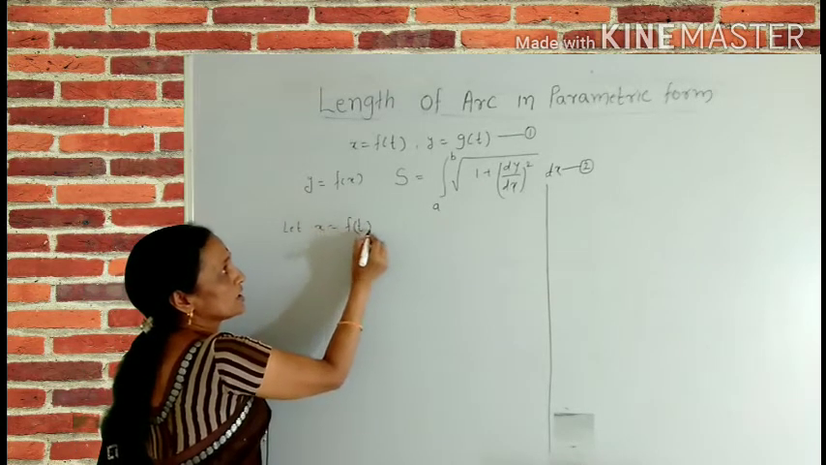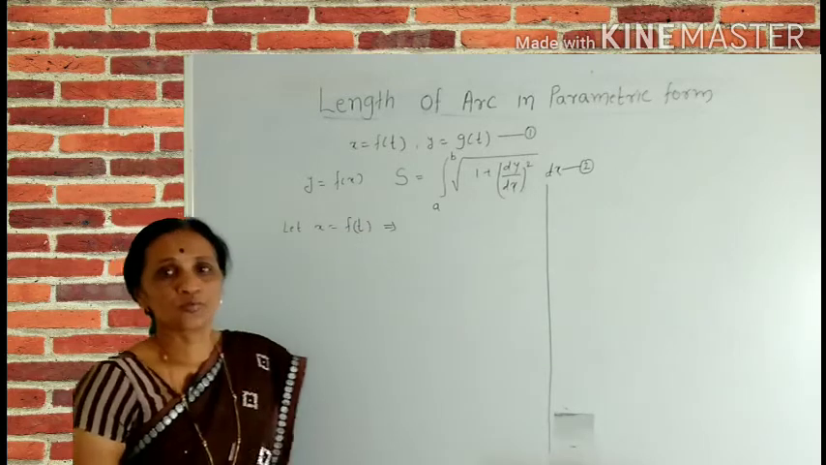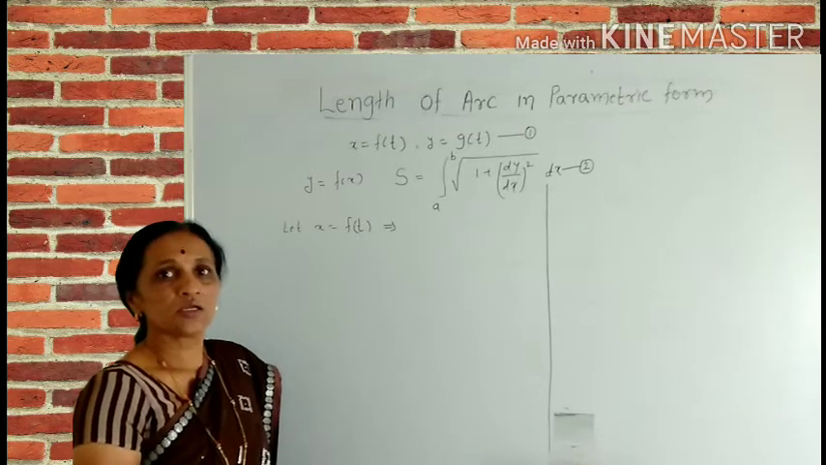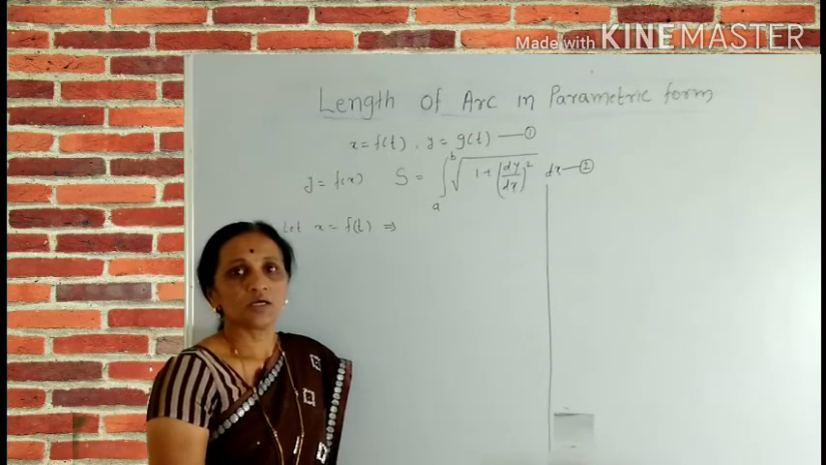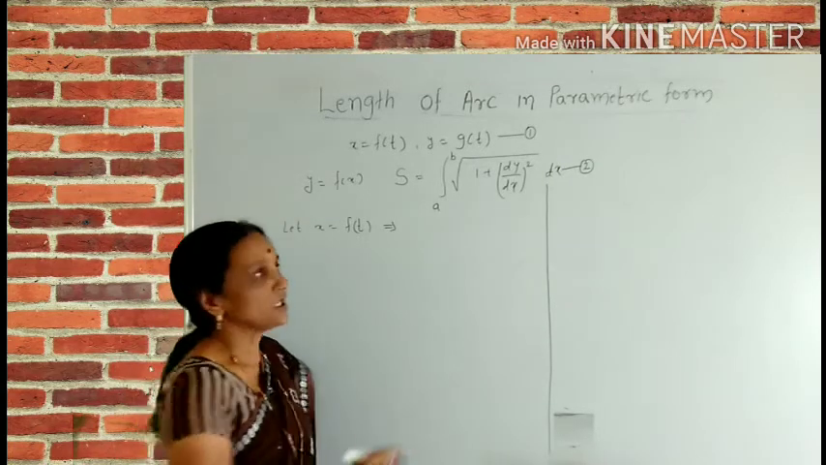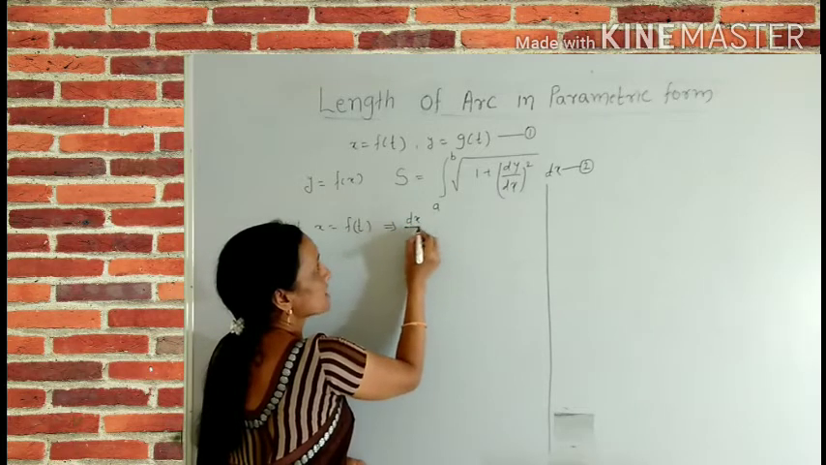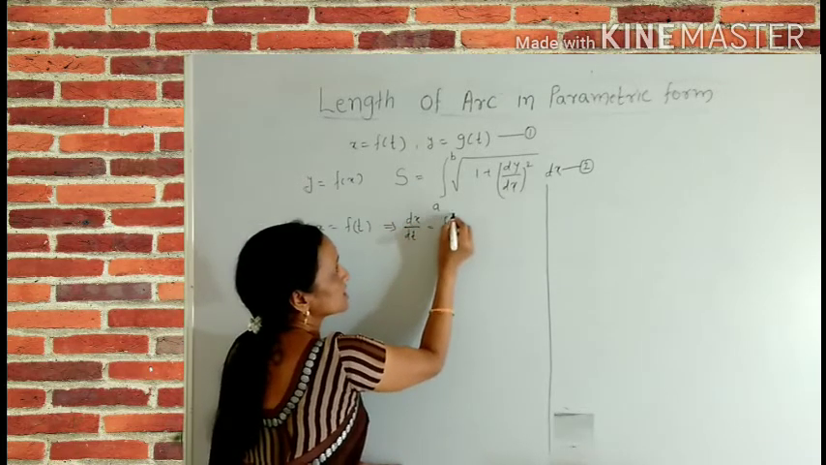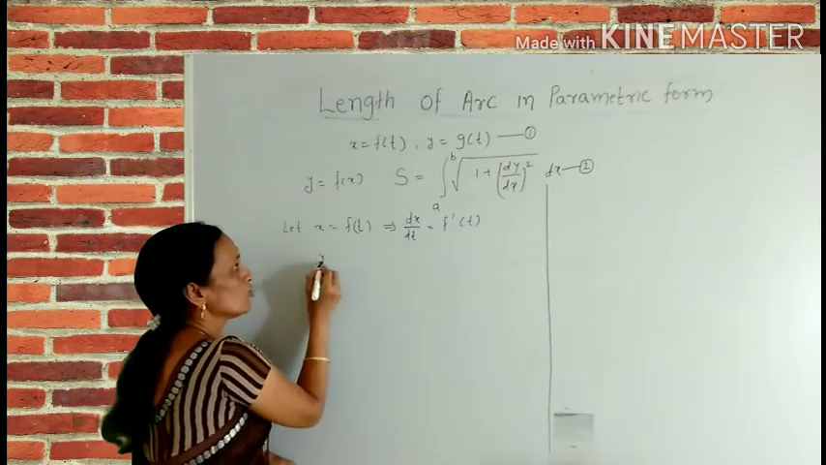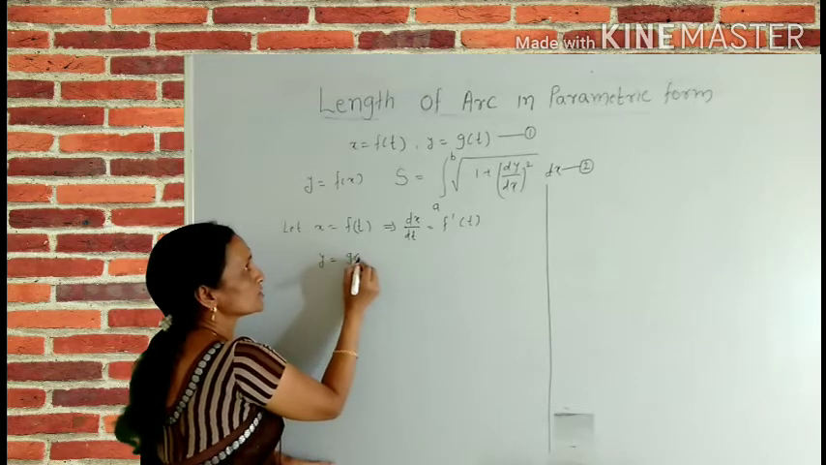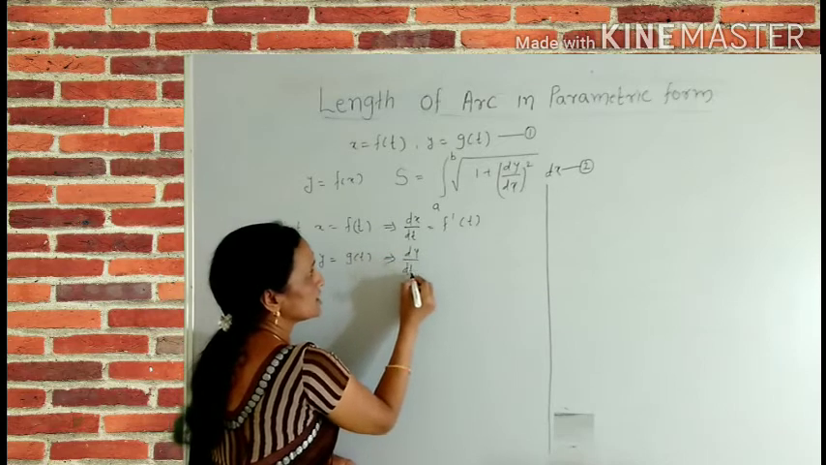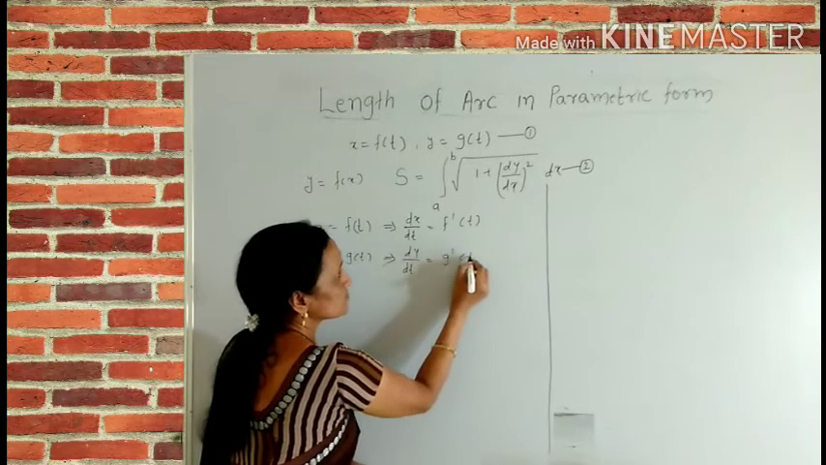So we consider the parametric form, let x equal f(t). If x is a function of t, we differentiate x with respect to t only. With respect to the other variable, the derivative of x is 0. So we differentiate x with respect to t, denoted dx/dt equals f'(t). Similarly, we consider y equals g(t), and its derivative is dy/dt equals g'(t).